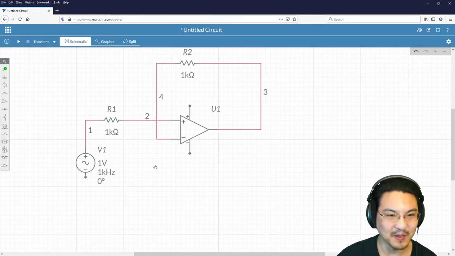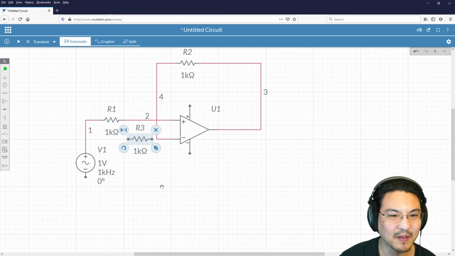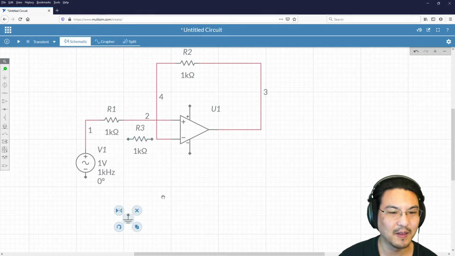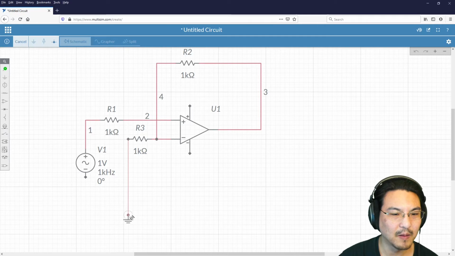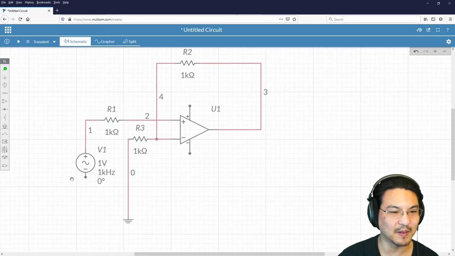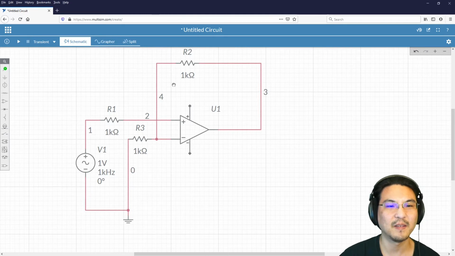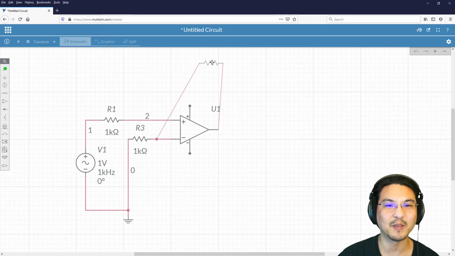Let's add another resistor here, and then ground. We'll press G. So this feeds here, and let me tie my input signal to ground. In practice, you have these two resistors the same, and then you adjust this feedback resistor.